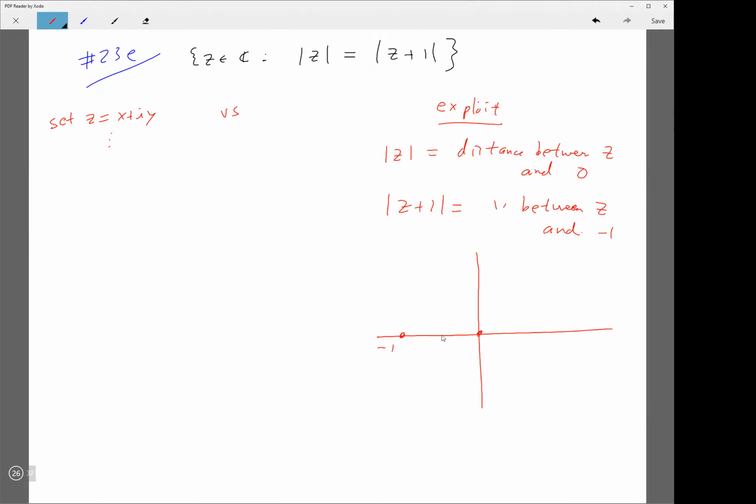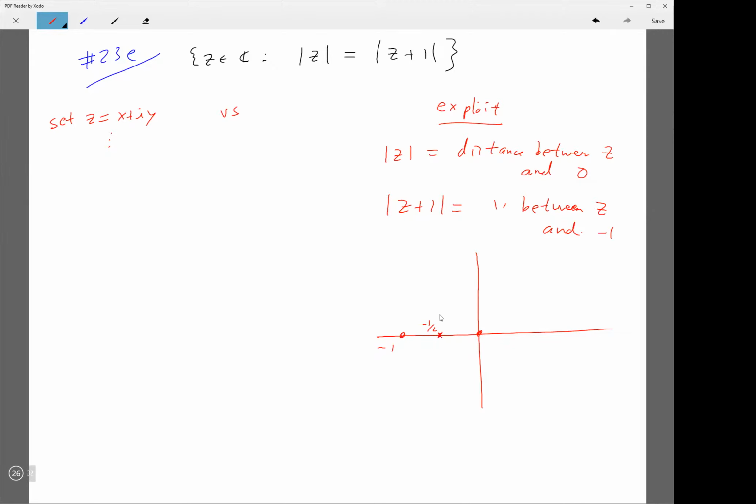Okay, so for example, here's a point right here at -1/2. The distance between z and 0 is 1/2. The distance between z and -1 is also 1/2. So those are equal. Can you think of other points where those distances are going to be equal?